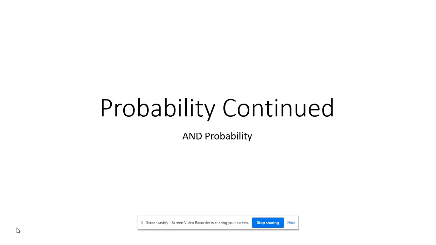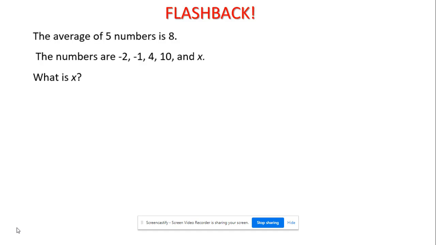But before we begin, we're going to look at a flashback from the statistics part of this unit because our test next week on Monday will have both probability and statistics on it. So if we remember back, we saw problems like this that dealt with averages. The average of five numbers is 8. So here's what I know.